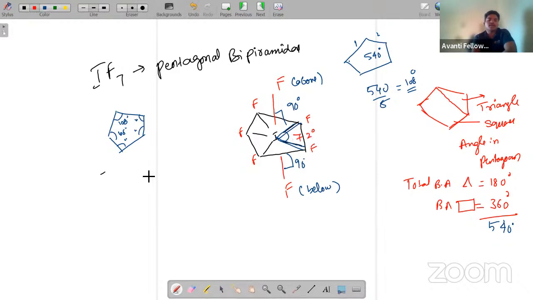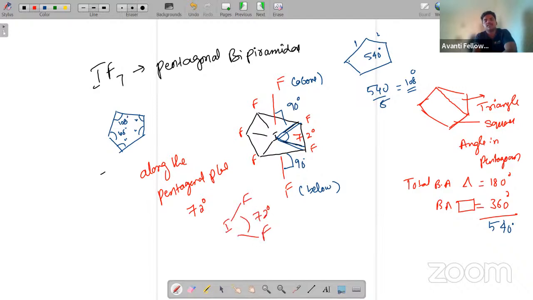So now the bond angle along the pentagonal plane is how much? 72 degrees. That is the same here. This is how much? 72 degrees. I hope you understand this one very clearly. Okay, so 72 degrees will be the bond angle. So next. So that is 72 degrees, right?